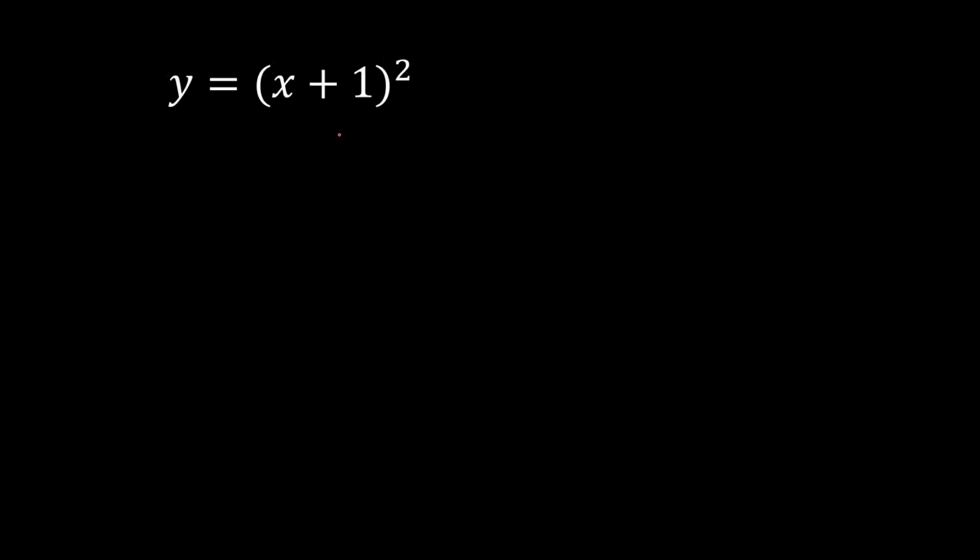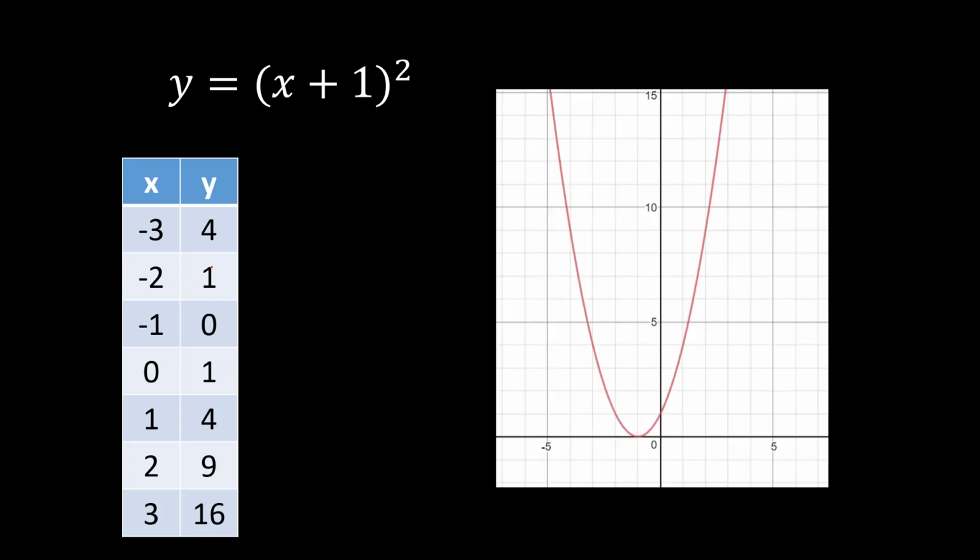So let's try this one. You plug in some points, -3 for x, we get -3 plus 1, which would be -2 squared gives you 4. -2 plus 1 squared gives you 1, and etc. You plot the points, and notice it does move it to the left 1, right over here. So the vertex is at -1. So this, in parentheses, moves it to the left and right. The number on the outside, added to the square term, moves it up and down.